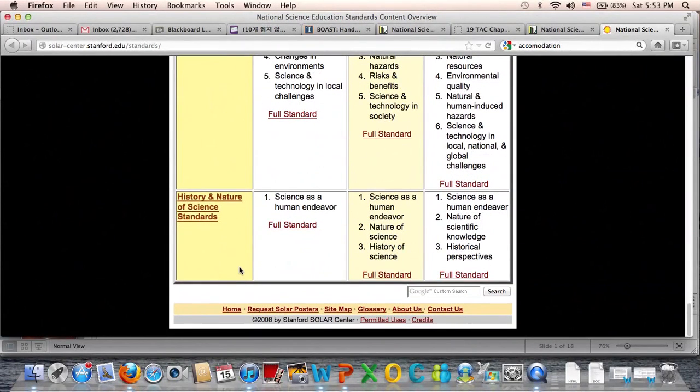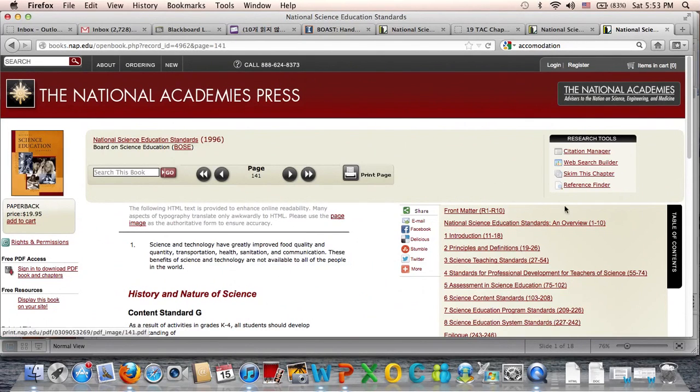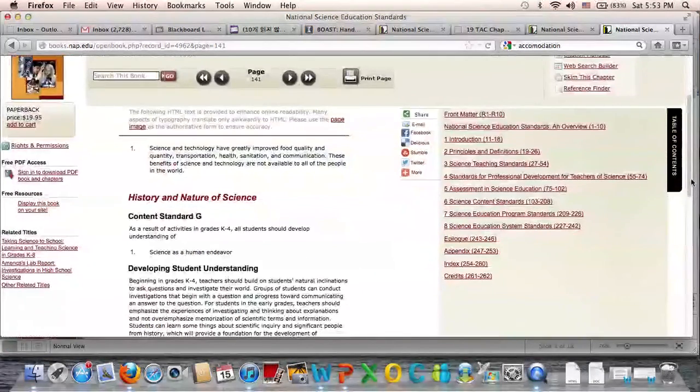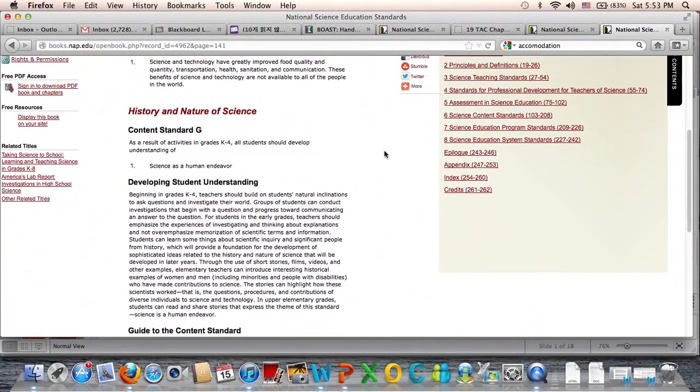And another standard in the National Science Education Standard content standards is the history and nature of science standard. For this, you can teach science as a human endeavor. So, more details if you want to know what that means. As a result of activity in grade K to 4, all students should develop understanding of science as a human endeavor.